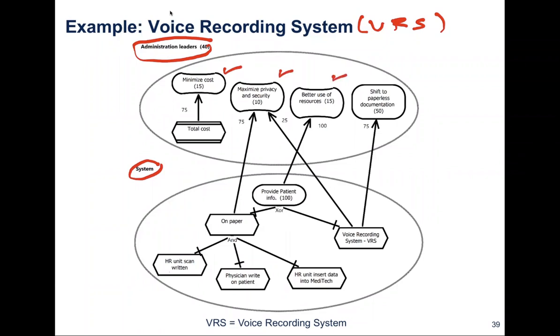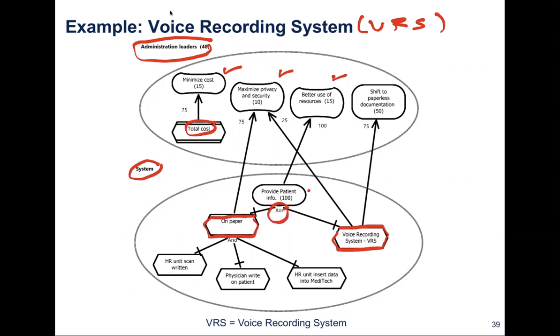Also, there is a hard goal which has to be implemented, which is shifting to paperless documentation. And then we have an indicator that is used to align with the soft goal of minimizing the cost, which is the total cost value. On the other hand, in the system actor, we have one goal to be achieved, which is to provide patient information. That could be achieved by implementing two alternatives. The first one is either using the VRS voice recording system, or it could be done on paper. So these are the two alternatives.